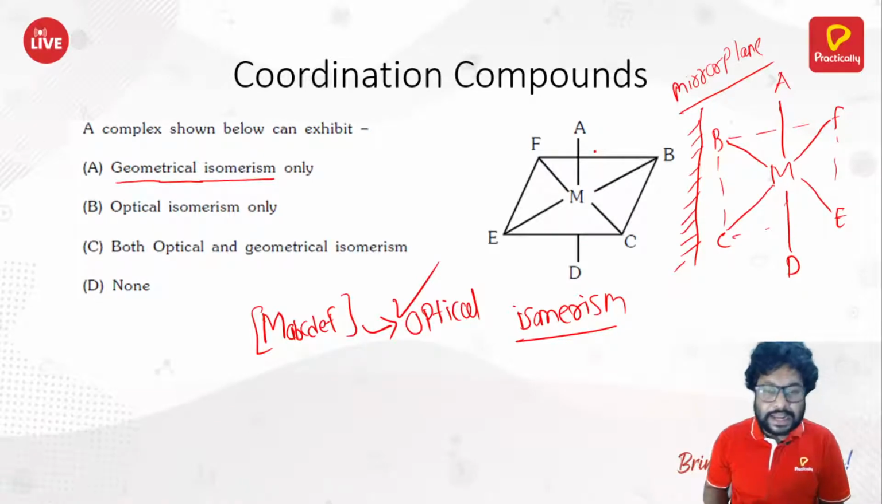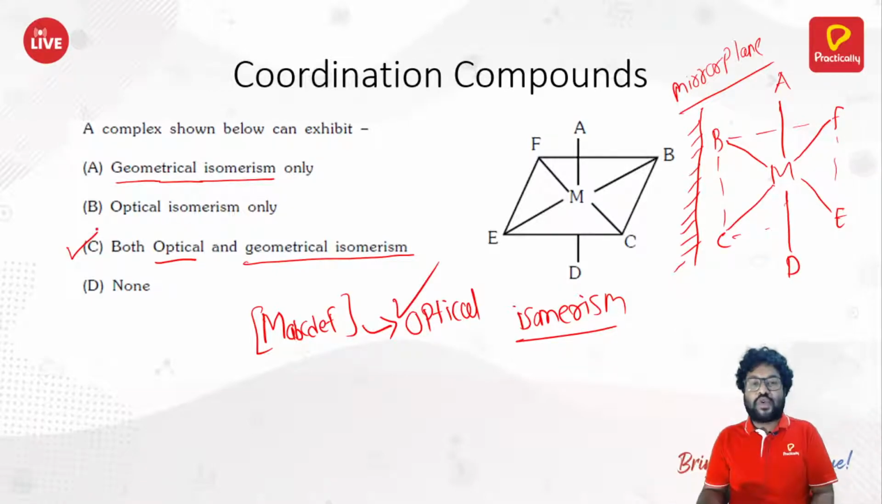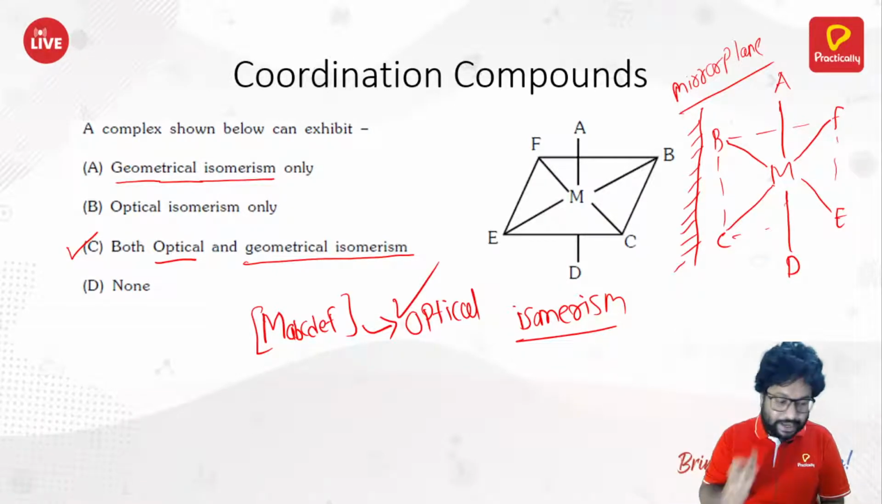So they can be categorized as geometrical isomers as well as optical isomers. Therefore, this compound can show both optical and geometrical isomerism. It can show both the isomerism quite easily. Okay, sure. Moving ahead.